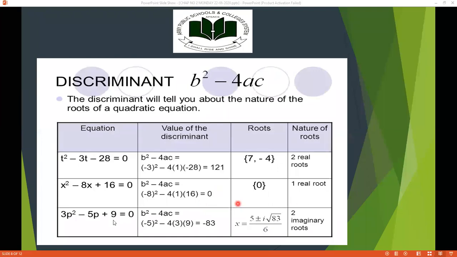So one real root. In the next, we are having 3p square minus 5p plus 9 is equal to 0. I am putting the values 5, 3 and 9, the value of b, value of a and value of c. Taking the answer, minus 83. By putting it in the quadratic formula, I am finding imaginary answers. With the plus and minus sign, I am having two imaginary roots, means no real root. It means no real root.